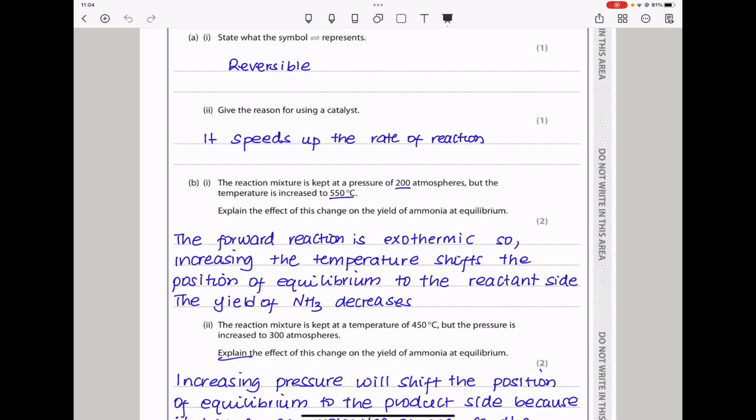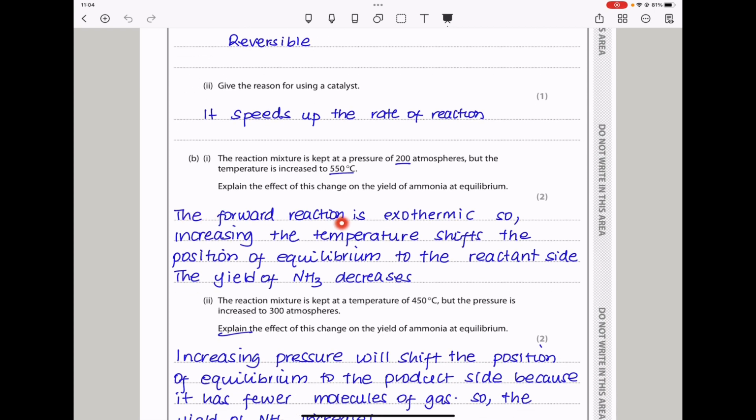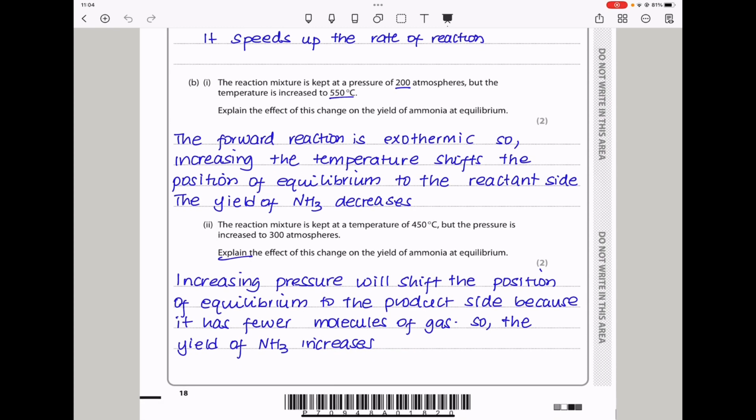In part B, the reaction mixture is kept at a pressure of 200 atmospheres, but the temperature is increased to 550 degrees Celsius. Explain the effect of this change on the yield of ammonia at equilibrium. If you go back here, we see the forward reaction is exothermic, and increasing the temperature is going to shift the position of equilibrium to the left, meaning the yield of ammonia is going to decrease. So I say the forward reaction is exothermic, so increasing the temperature shifts the position of equilibrium to the reactant side, and the yield of ammonia decreases.